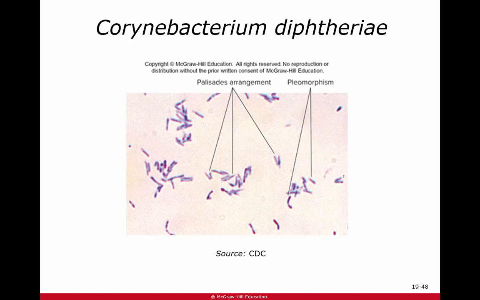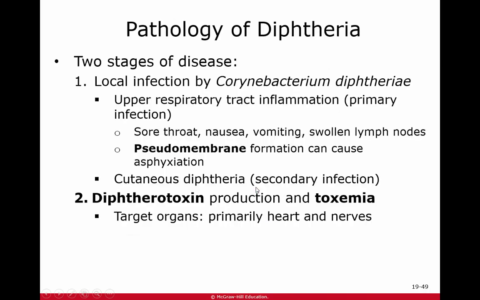Corynebacterium diphtheriae, this is what it would look like stained. Notice the tapered tails, the irregular shapes. They don't have any one particular shape. The two stages of disease: you have the local infection, which is the infection by the Corynebacterium diphtheriae. It's going to cause an upper respiratory tract inflammation. This is called the primary infection.